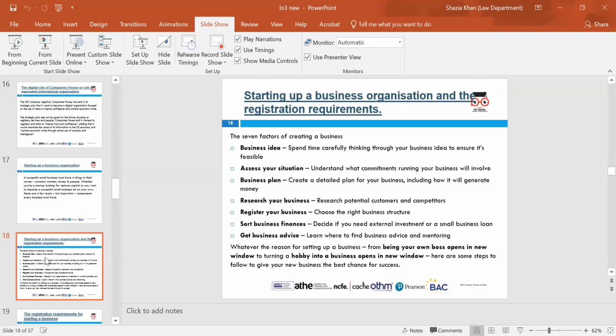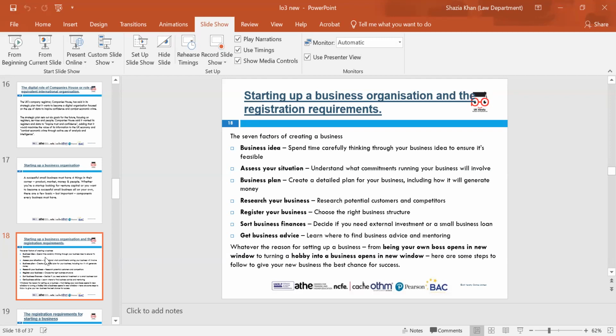Sort your business finances, so decide if you need external investment or a small business loan to help you get the business started. Get business advice. There are so many services out there that give you business advice and also mentor you, so try to get business advice from someone to help and support you.